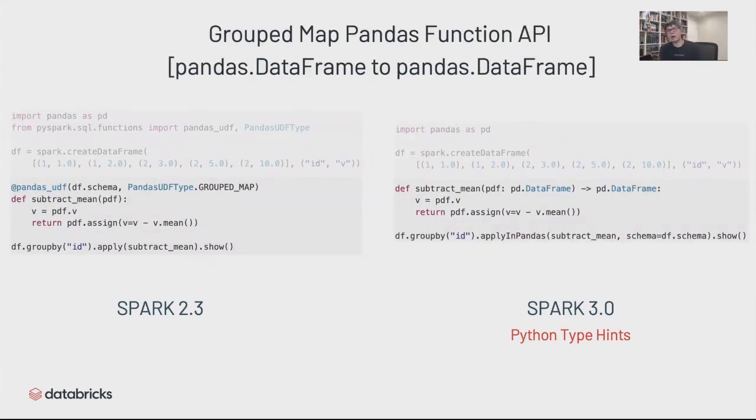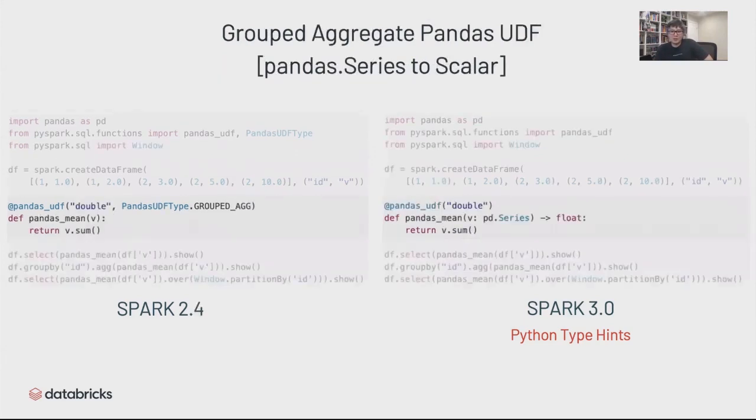In Spark 2.3, we also have a group map pandas UDF. The input is a pandas DataFrame, and the output is also a pandas DataFrame. This slide shows the difference between the old and the new interface. The new one is much easier to remember and use. The same here: the new interface can also be used for the existing group aggregate pandas UDF.